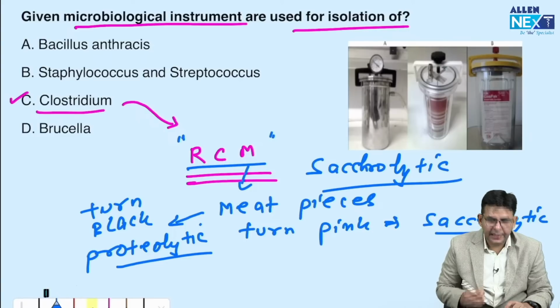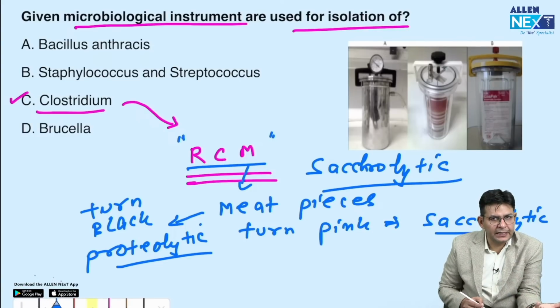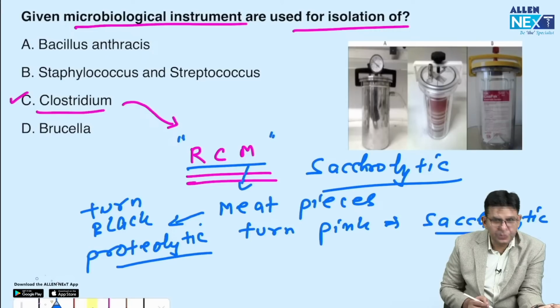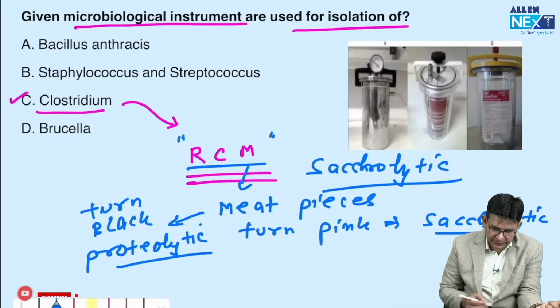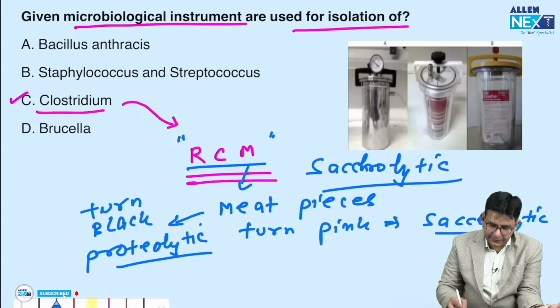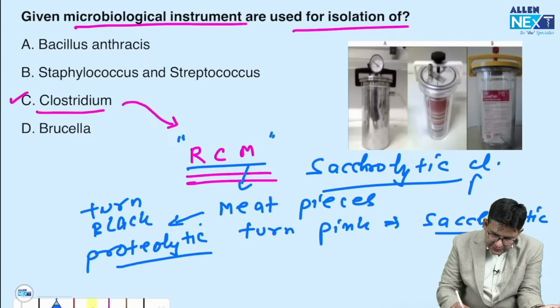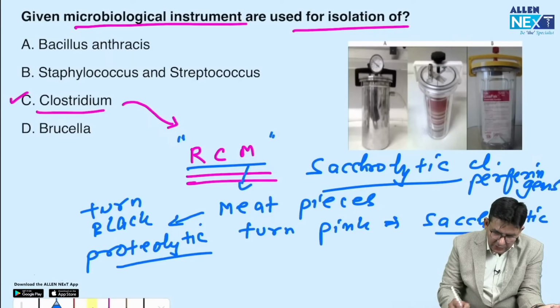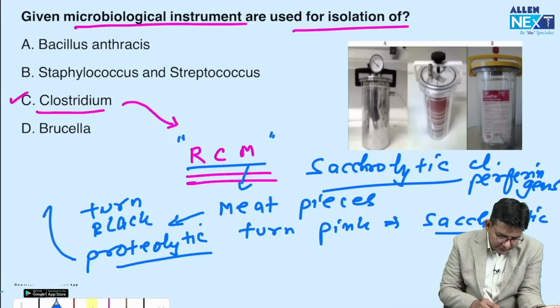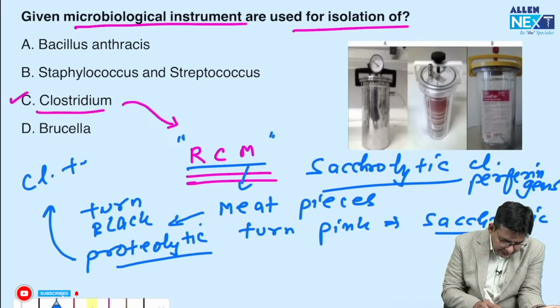What is the meaning of saccharolytic? Those which use saccharides are termed saccharolytic, and those which use proteins are termed proteolytic. Saccharolytic is Clostridium perfringens, if you take an example. And the proteolytic one is Clostridium tetani.